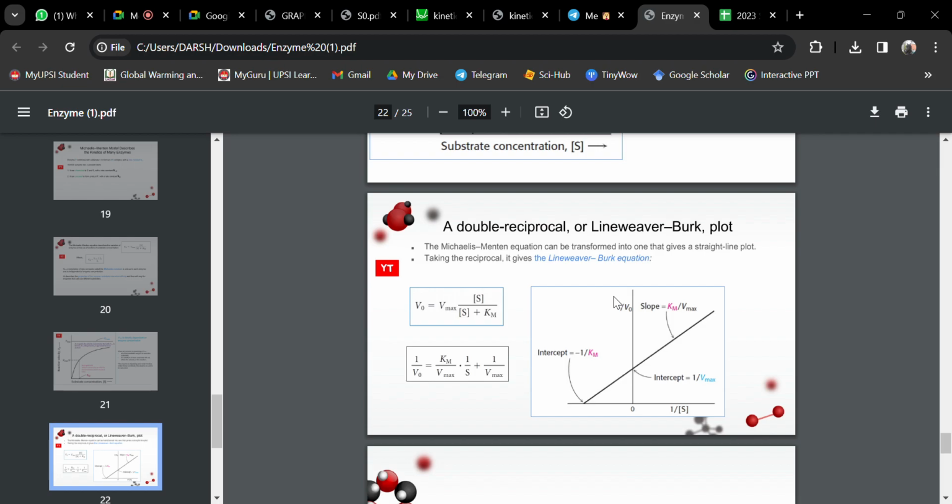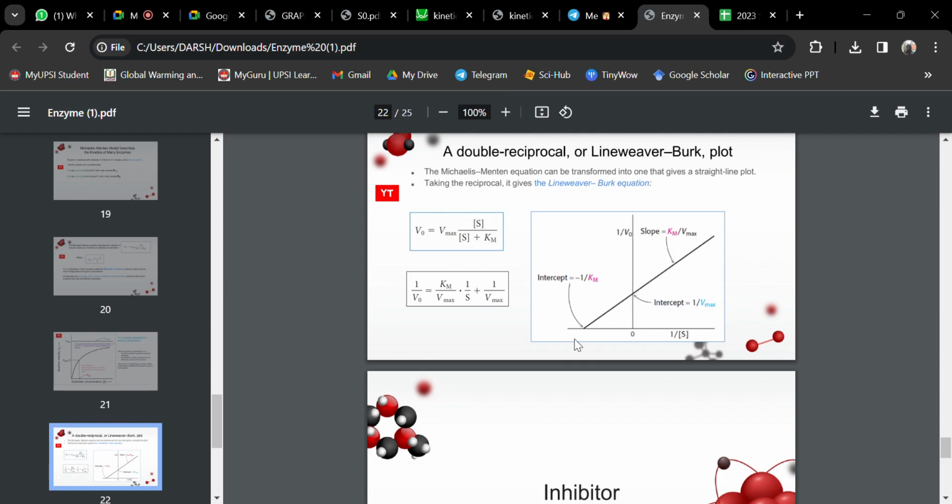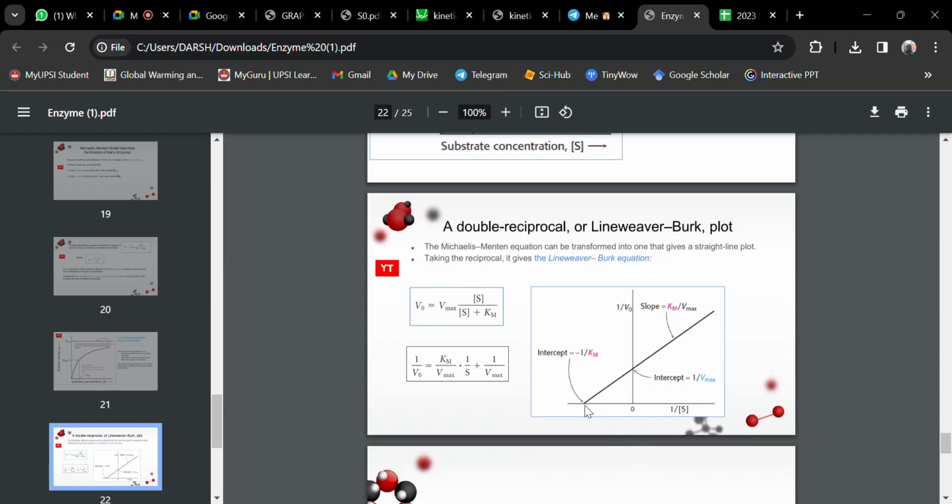It will look like this. On the Y-axis is 1 over V, and on the X-axis is 1 over S, the one that you inverted. Once you invert it, you draw a line. It will show you something like this. It will intercept at 2 points. If that line intercepts the Y-axis, that value is 1 over Vmax.